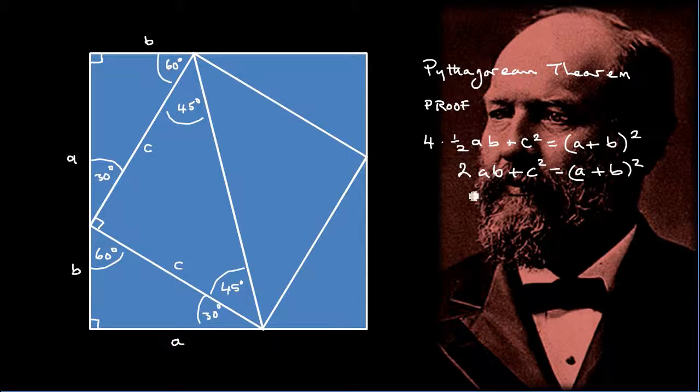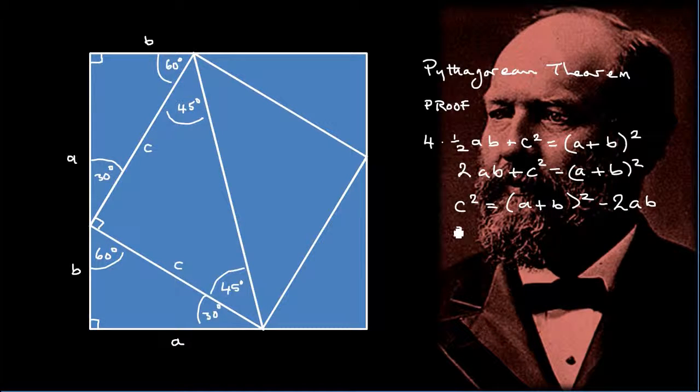Next step, we subtract 2ab from both sides to leave c squared on its own. So our target, remember, is c squared equals a squared plus b squared. So we want c squared on the left-hand side. Subtract 2ab from 2ab, and that cancels it from the left-hand side. And we end up on the right-hand side with a plus b squared, subtract 2ab.